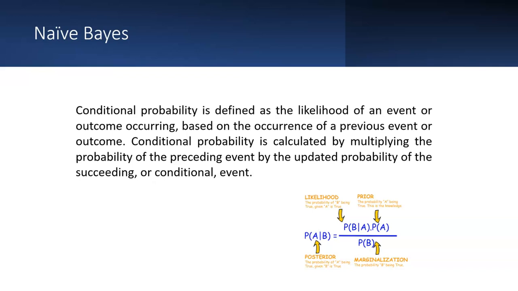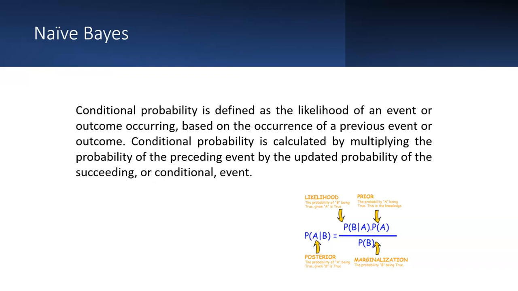P of A. For example, the probability of a coin is 1 by 2, the probability of a dice is 1 by 6. So these are the prior probabilities. But if you see the probability of B given A, this is conditional probability, and it's called likelihood: the probability of B being true given A is true. So if A is true, what is the probability of B to be true? This is a complex relationship here. And the probability of B is normal.